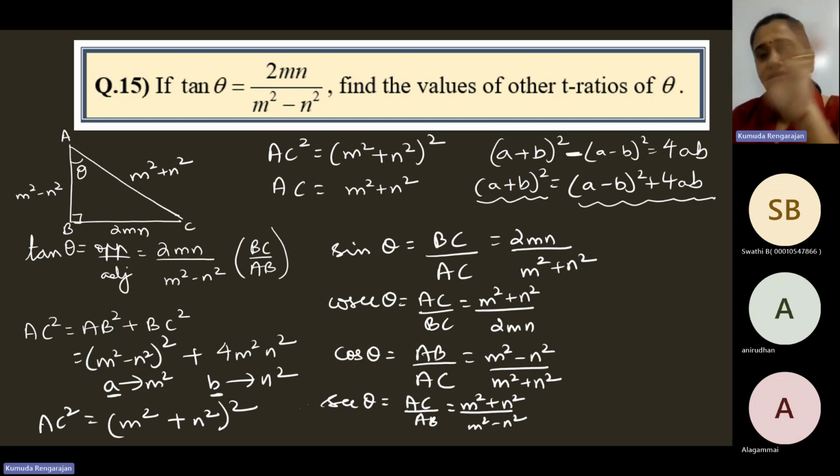One ratio will be given. When tan theta is given, we can get cot theta.